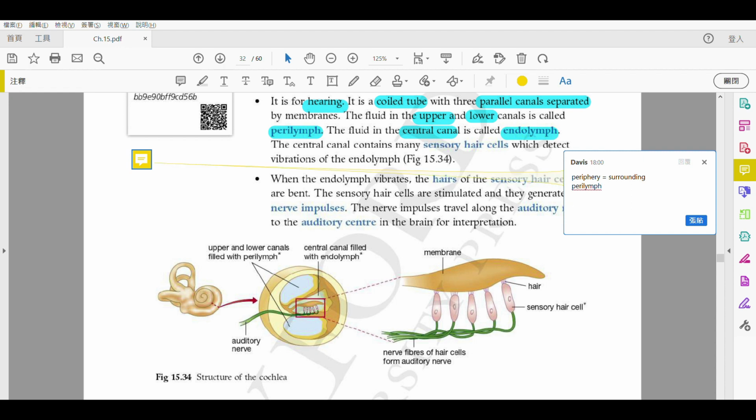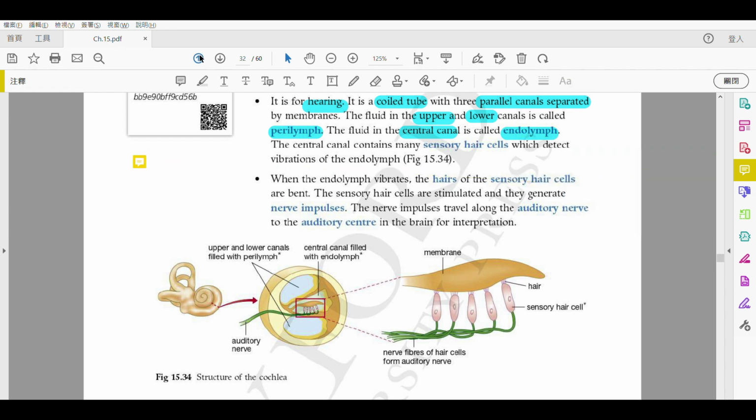And then another one is endo. We've seen this word a lot of times. Endo means inside. Okay? So the fluid inside the central canal is called the lymph inside. So therefore, endolymph. Done that. So you do not really need to recite everything. You need to understand these words. Alright? Peri usually means surrounding. Endo usually means inside.